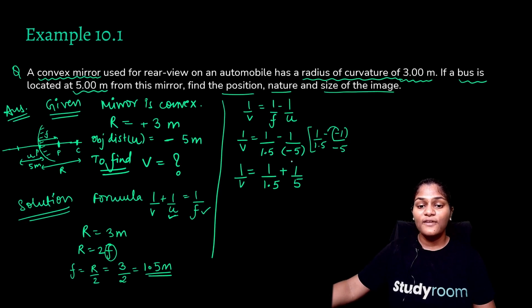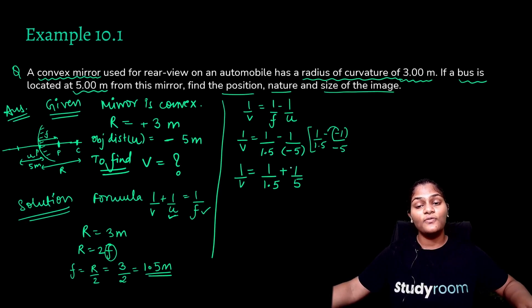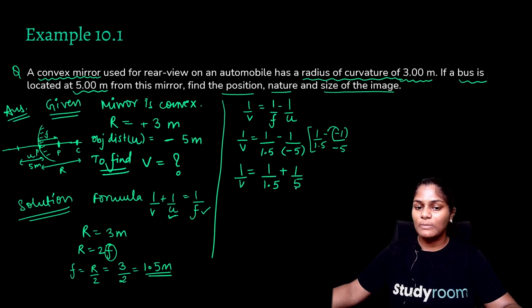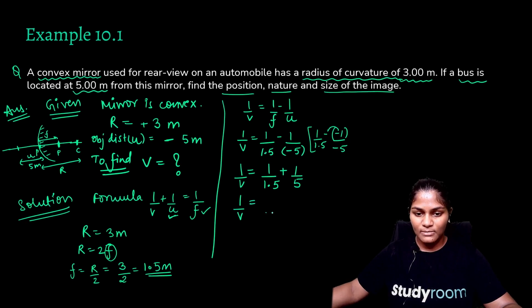Next, what do we have to do? We have to basically take the LCM of 1.5 and 5. Isn't that very tedious? Would it not be easier if we just multiply these two numbers and then add them? What am I saying? I'm saying that 1 by V is equal to, if I just multiply these two, I do 1.5 into 5.